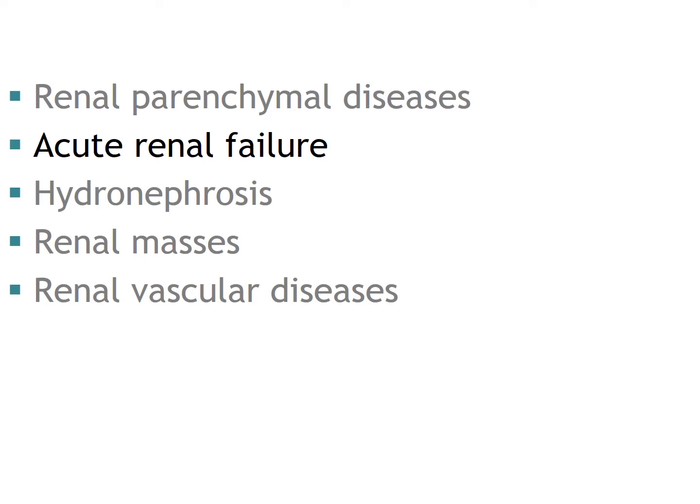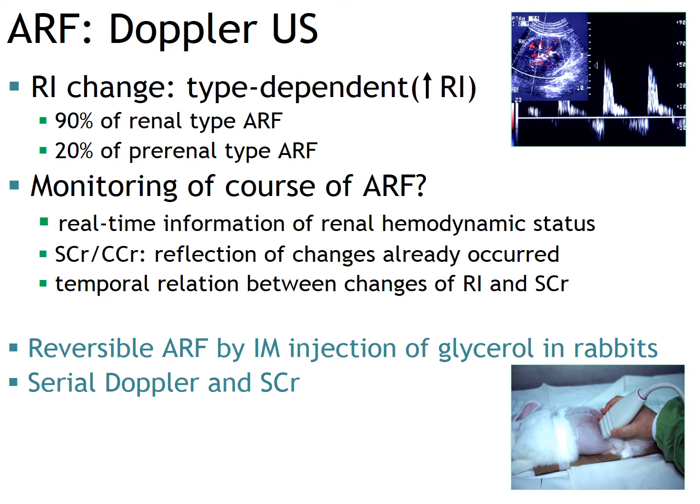Now let's move on to acute renal failure. Acute renal failure is another condition where spectral Doppler ultrasound may play a useful role. Changes of resistive index in acute renal failure are also type dependent, and the resistive index is usually elevated in renal type acute renal failure in 90%, but only in 20% of pre-renal type acute renal failure.